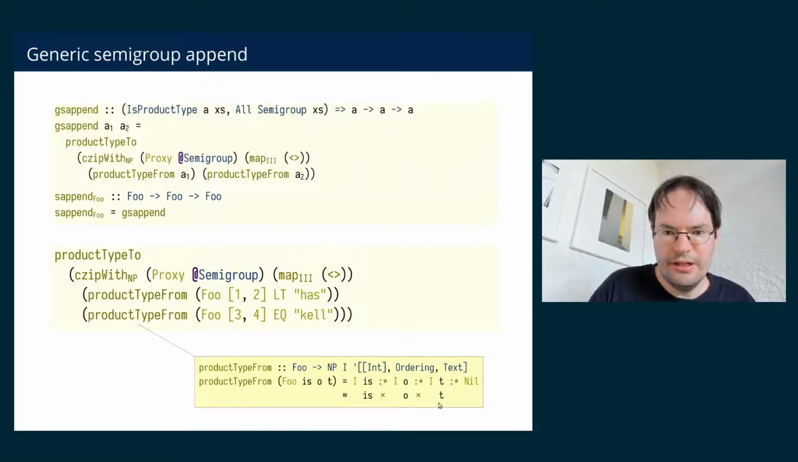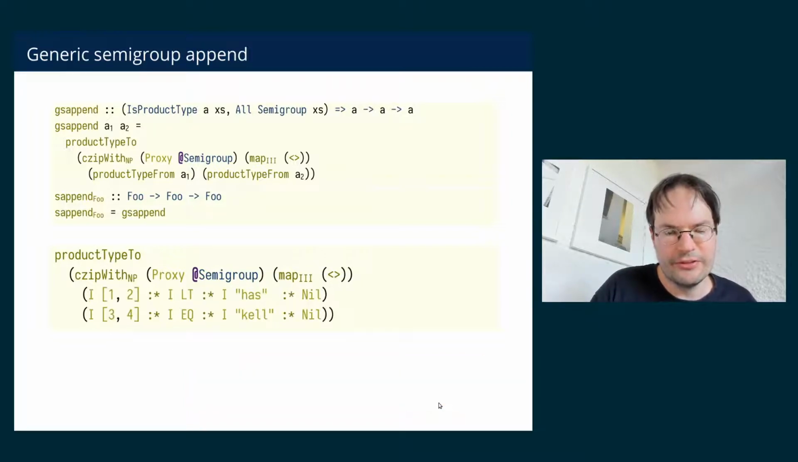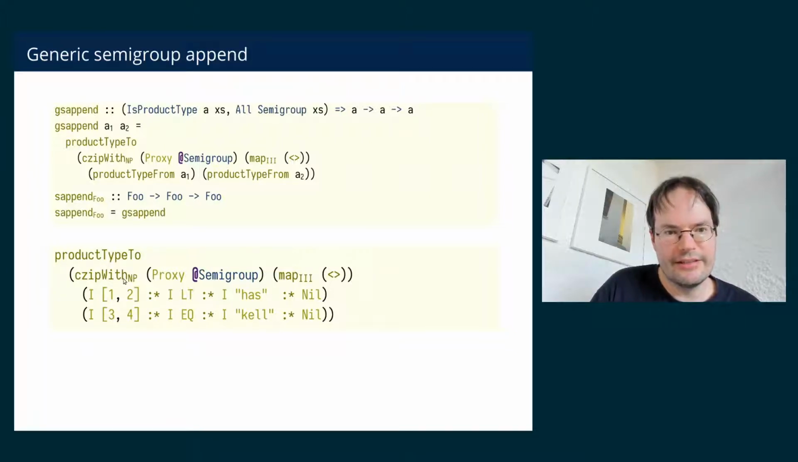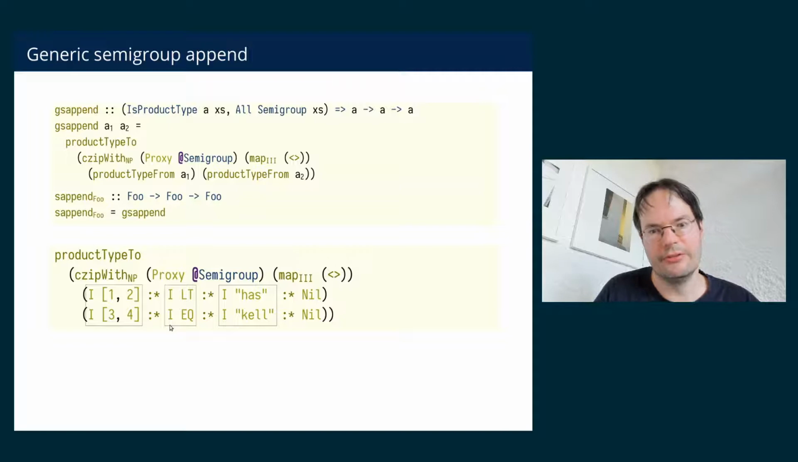So if we apply this productTypeFrom function to the two Foo values, we get this. And then the next step to look at is this czipWith_NP function, which is essentially a zipWith-like operation, but for these heterogeneous product types. It takes this operation here, map triple I of the diamond operator, which is allowed to be from the Semigroup class, that is what this proxy expresses. And like a normal zipWith, it applies this operation pointwise to the corresponding components of the two products.